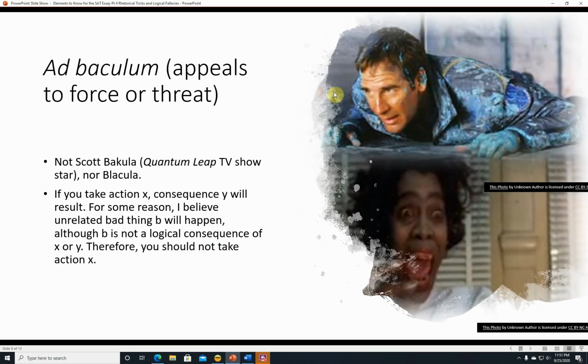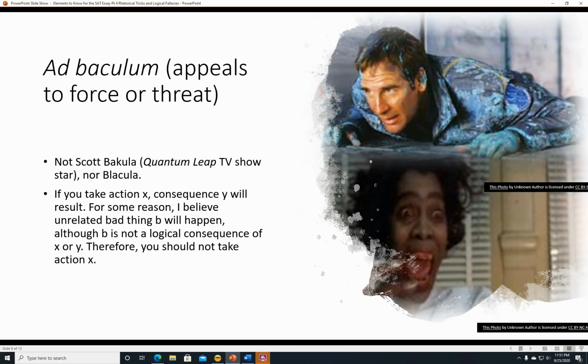Ad baculum, does that mean it's an appeal to Scott Bakula, the star of Quantum Leap? No. And it's also not an appeal to Blacula, the blaxploitation movie. So, ha ha ha. Ad baculum means appeals to force or threat. So if you take action X, consequence Y will result. For some reason, I believe unrelated bad thing, let's call it B, will happen, although B is not a logical consequence of X or Y. Therefore, you should not take action X.